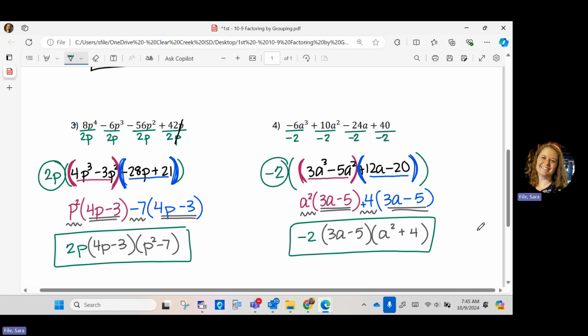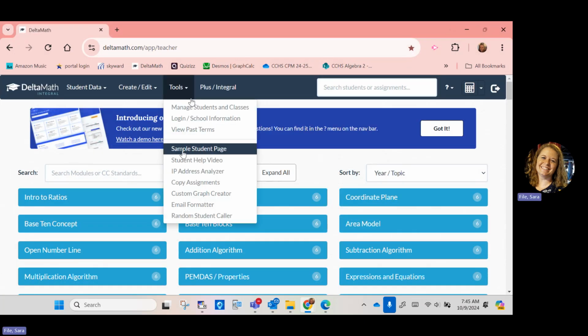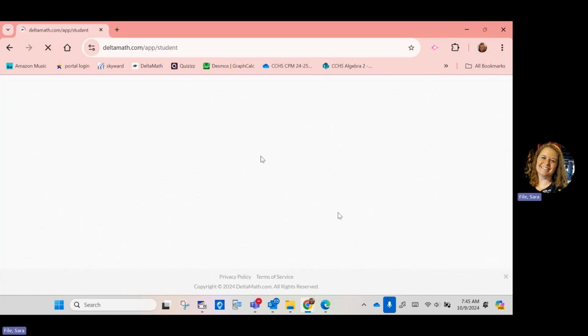All right, so you do have a practice for grouping factoring in Delta Math. If you are not done with any of the other Delta Math assignments, if you want to work on those first, you can. And then a reminder, I'm just going to pull this up over here. It was a quick reminder. Logged in on it. So this is what your Delta Math page should look like.